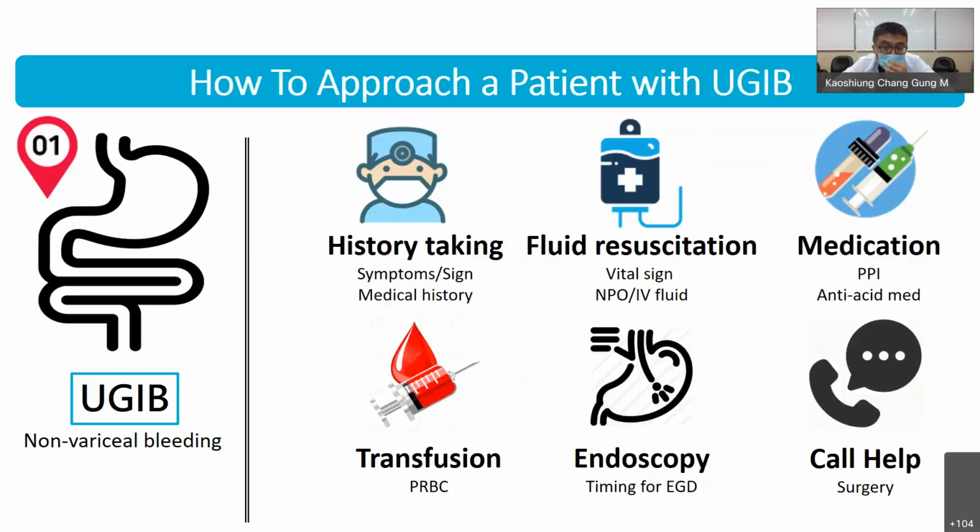How to approach a patient with upper gastrointestinal bleeding? I think you can do it step by step. The first step is careful history taking, including careful physical examination. Next, you may think about which patients need fluid resuscitation, which patients need blood transfusions, or when do I need to arrange the endoscopic study?